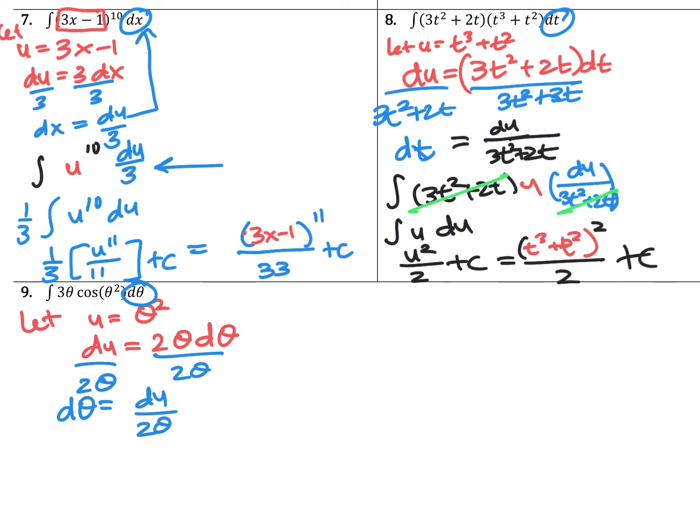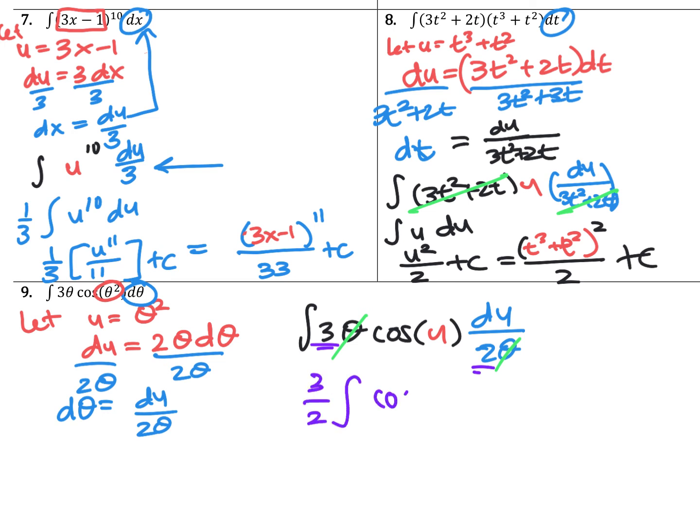So I'm going to replace that here, and I'm going to replace this with u. So I'm going to have the integral of 3 theta times cosine of u times du over 2 theta. So my thetas will divide out. I still have a 3 and a 2. The 3 is in the numerator, the 2 is in the denominator, so I'm just going to pull that in front of the integral because properties of integrals allow me to do that.